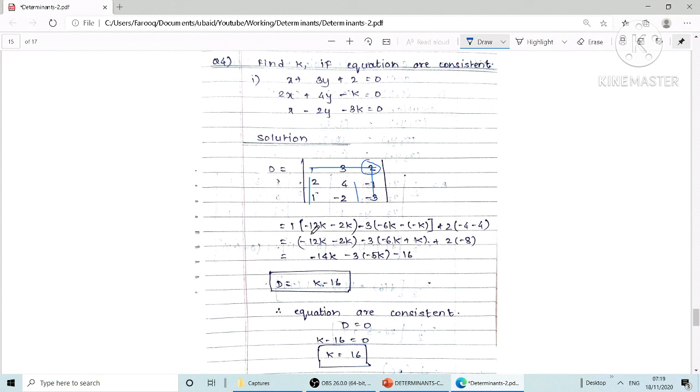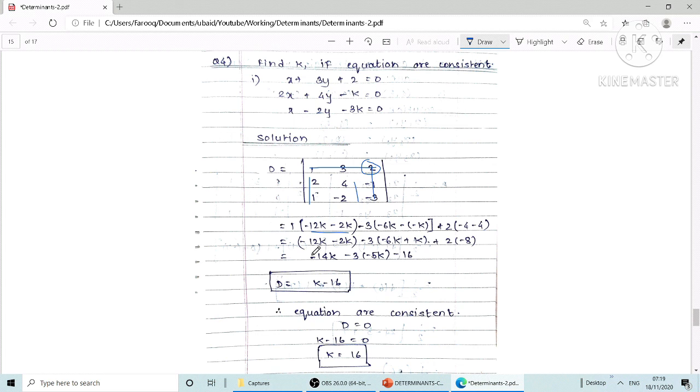Then we will solve this bracket, minus 12k minus 2. We will get minus 14k, and the sign of minus. 6k and minus in bracket minus k is there. So minus 6k plus k. Here minus 4 and minus 4 is there, minus 8.